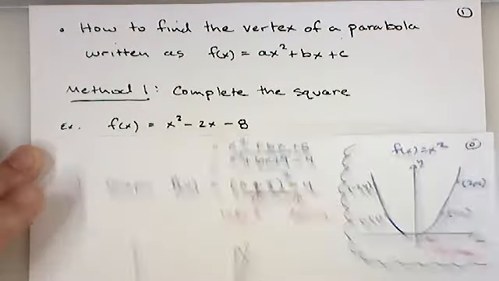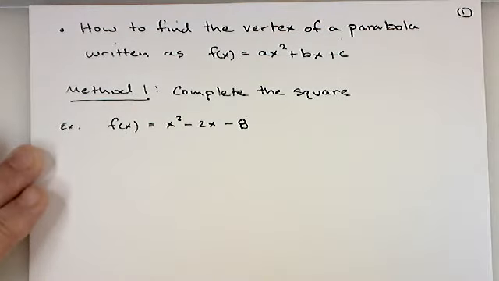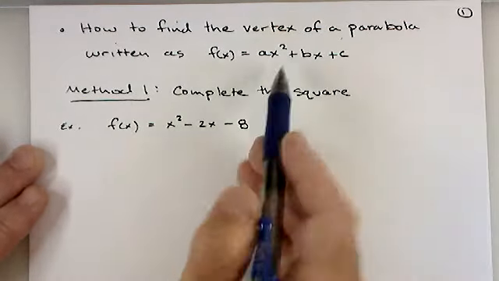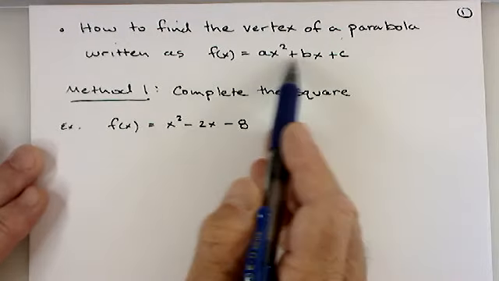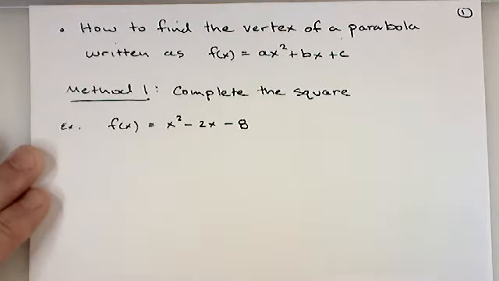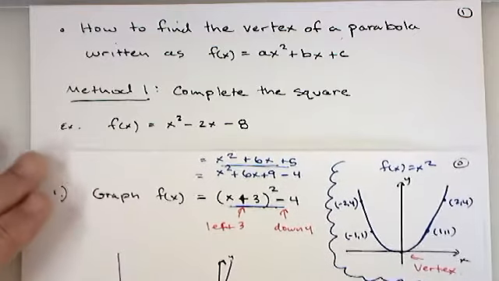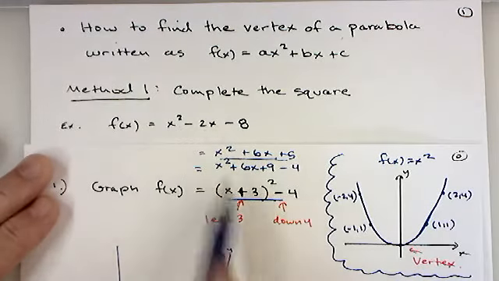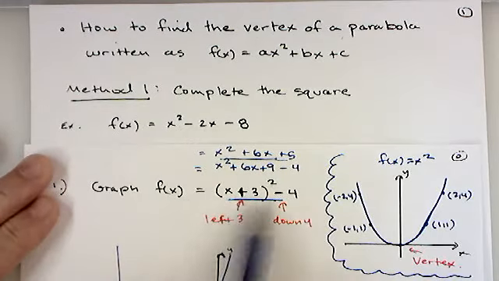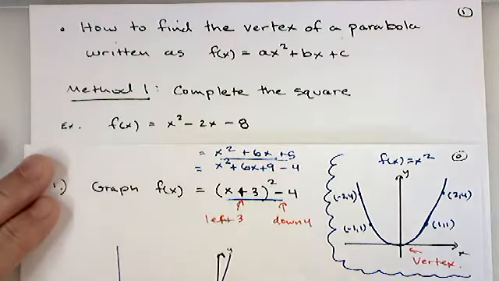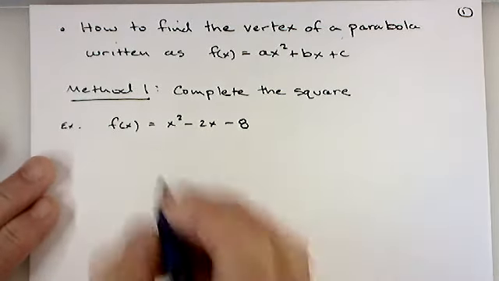So there's a couple of methods that you can do to graph a parabola when it's written in this form, ax squared plus bx plus c. Method one, you're probably familiar with this, is to try to make this parabola look like a graphable form with transformations, and that's a process called completing the square.